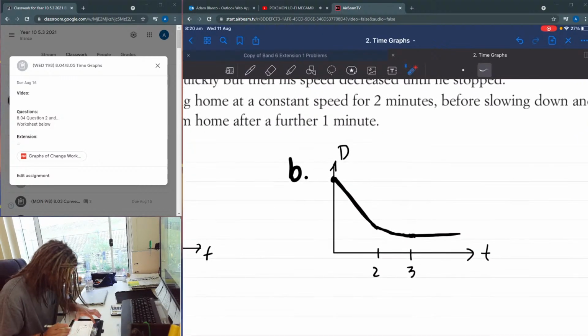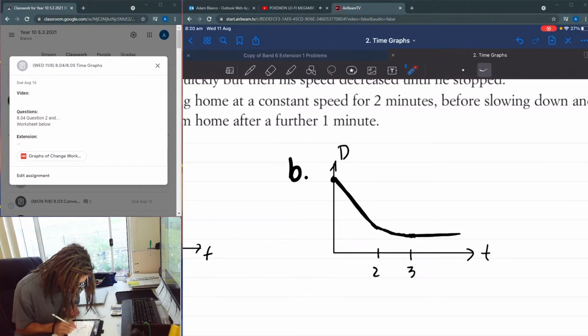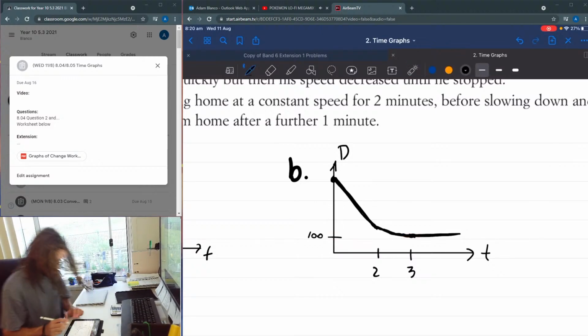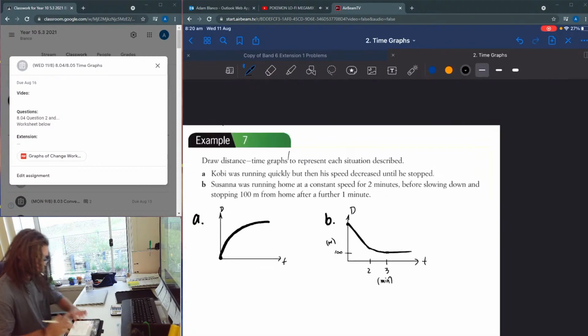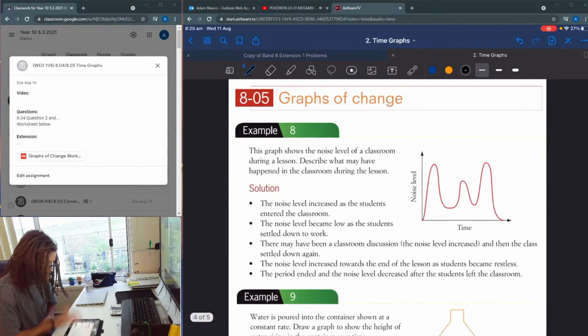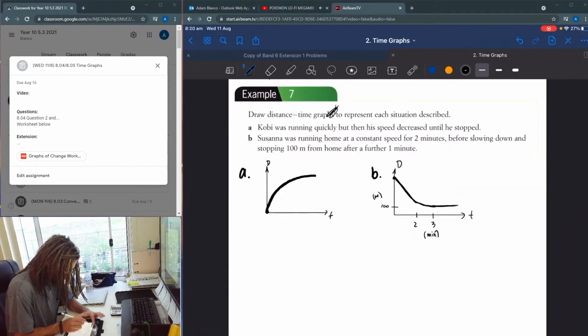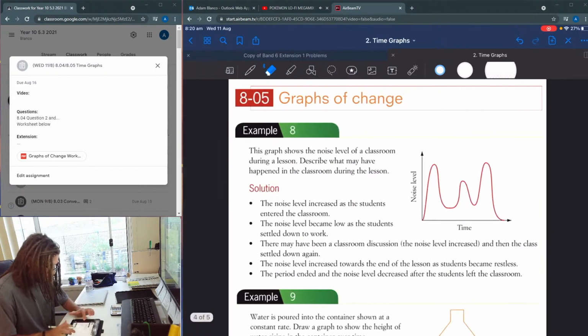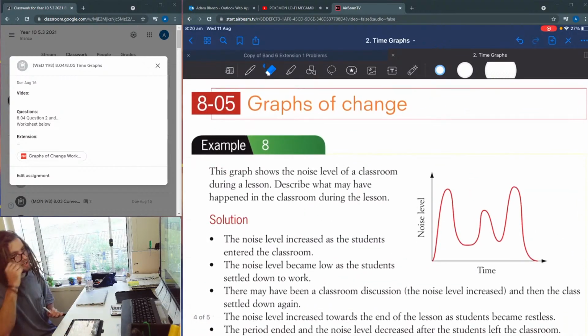Oh, and it's 100 meters. So that point there should be 100. So I'm going to draw that as 100. And I'm good. Maybe I need to put meters and minutes here. Okay. Oh, I don't like that line there. Or that line. Okay, so the next one's a lot easier.